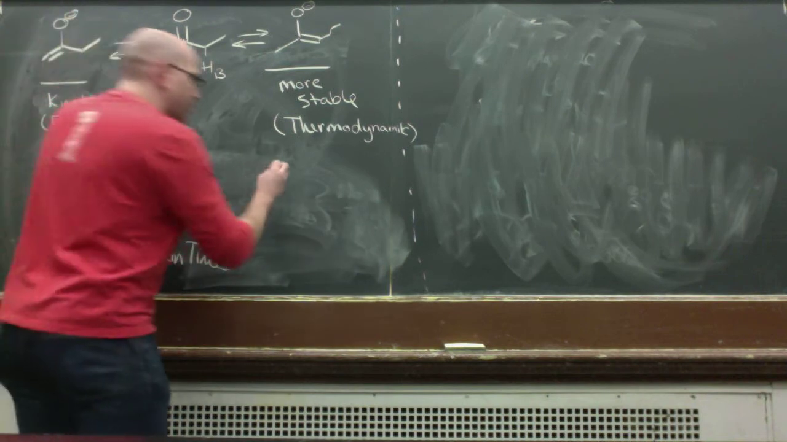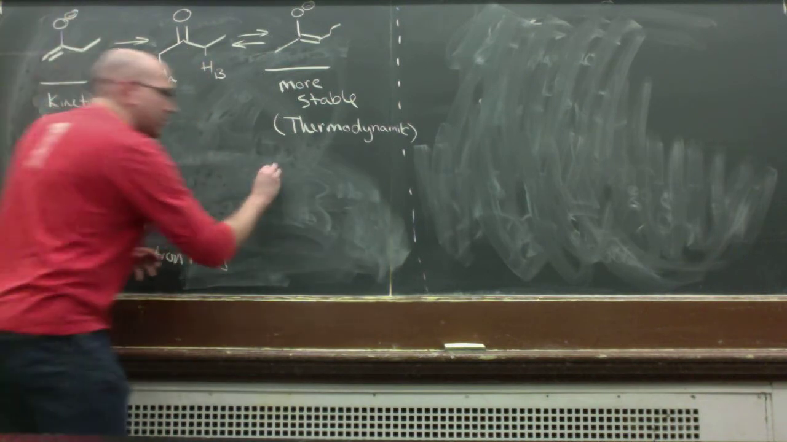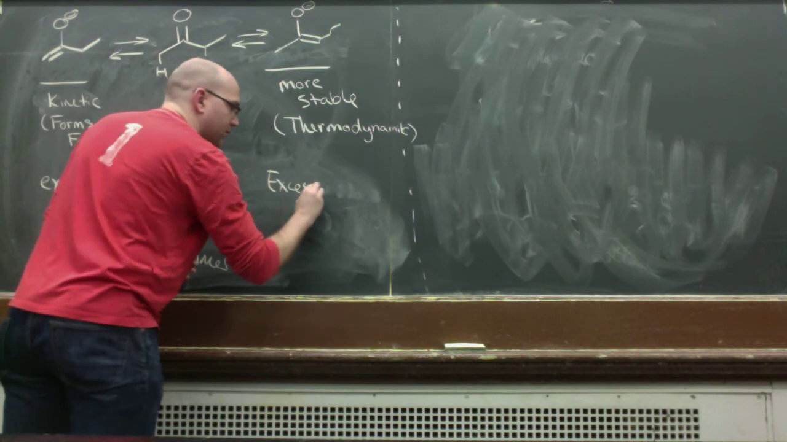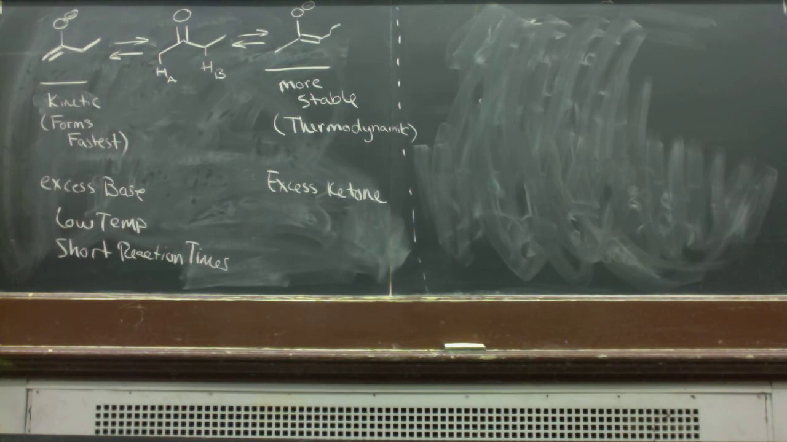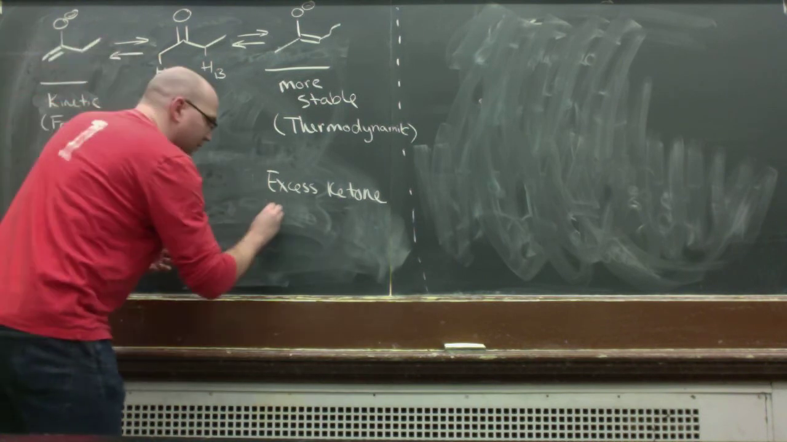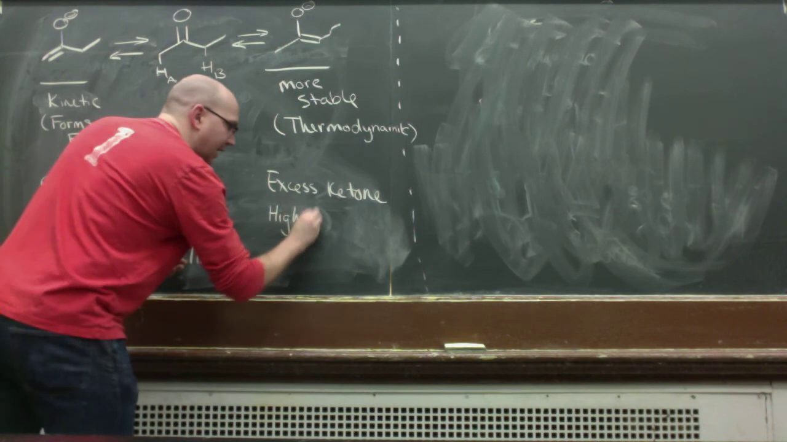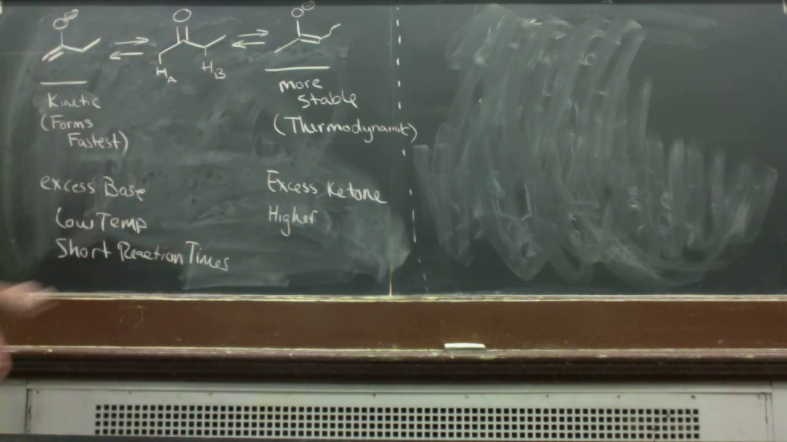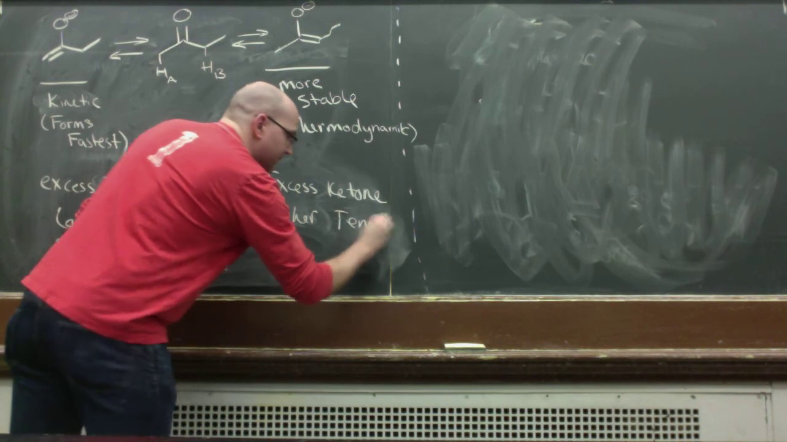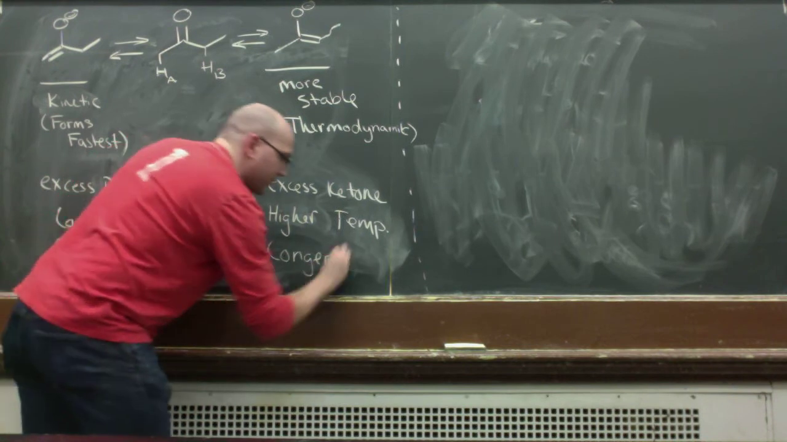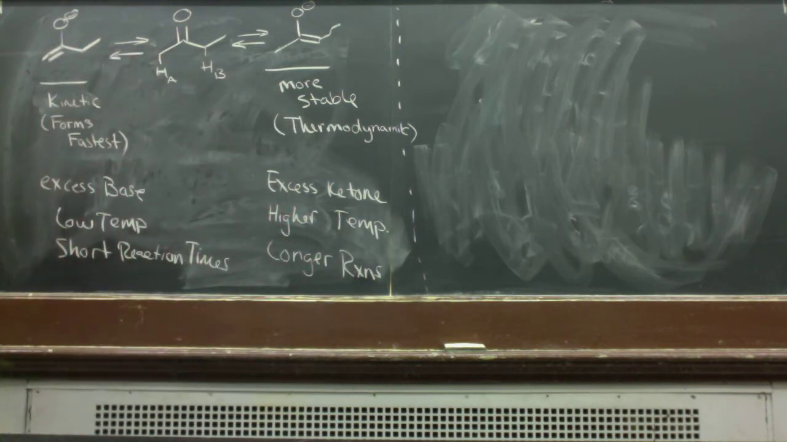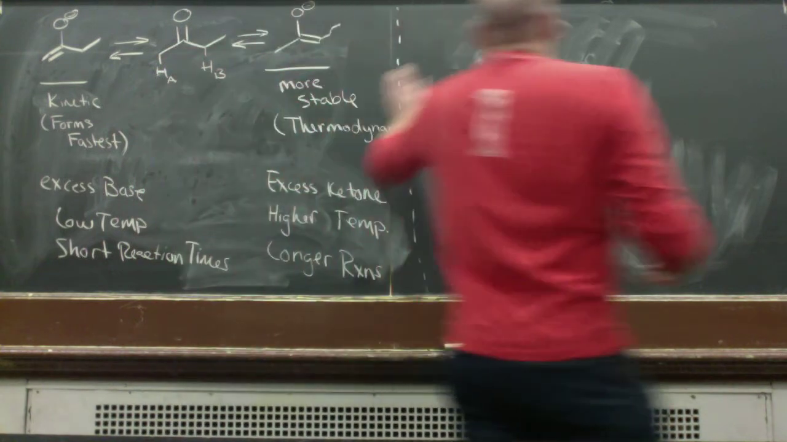If we have excess ketone, maybe higher temperatures, maybe room temp or higher, you allow that equilibration to take place to get thermodynamic. Maybe longer reaction times. These are all things that could, maybe not the overall reaction, but at least in terms of the time that you allow the base to start with the ketone, then you're going to perhaps get the more stable enolate.